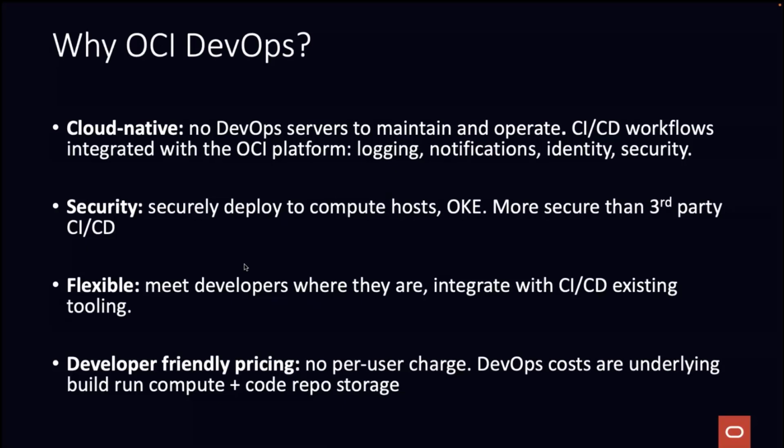Then there is flexibility, so we can meet developers where they are. They can work interchangeably, and you can integrate the CI/CD pipeline with existing tooling. If you have Jenkins plugins, you can integrate those also. Finally, we have developer-friendly pricing. There is no per user charge, and any DevOps cost is built on the underlying compute or code repository storage. That's the good thing about the developer-friendly pricing.